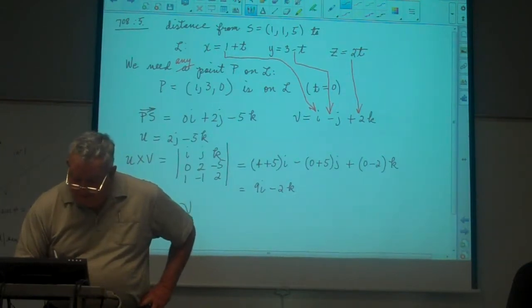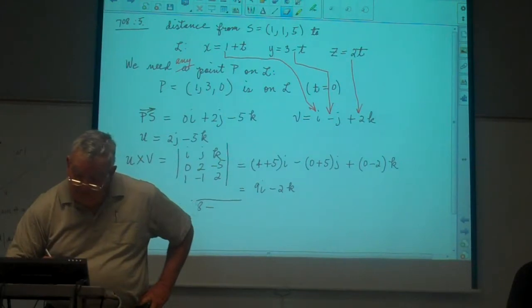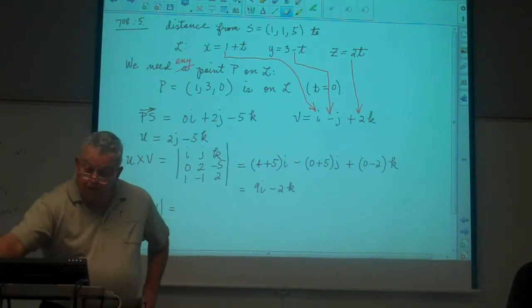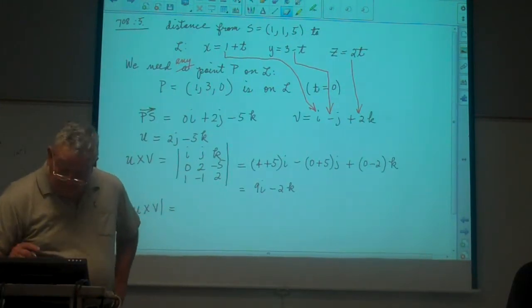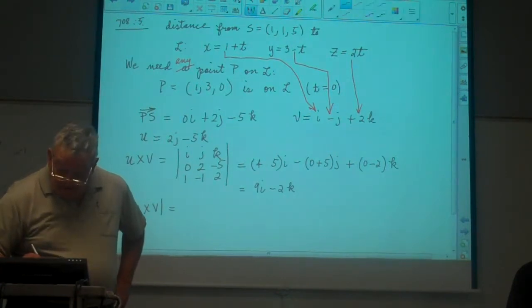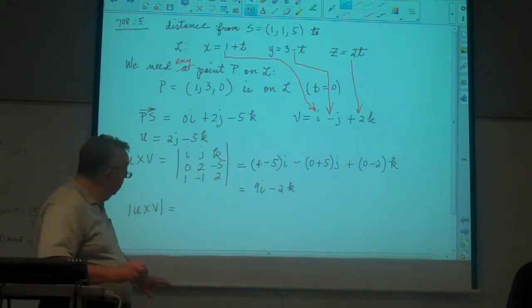Is this then the square root of 81? Is your i value correct? I don't know. We think it's supposed to be 4 minus 5. You're right. It's supposed to be a negative, isn't it? Let's see if that's so.